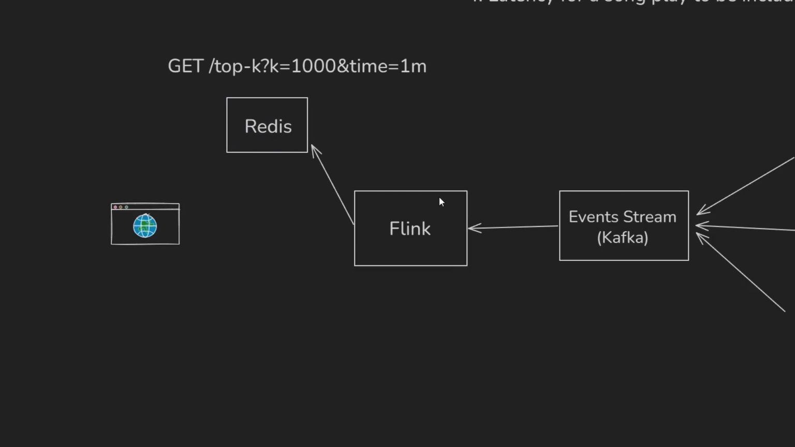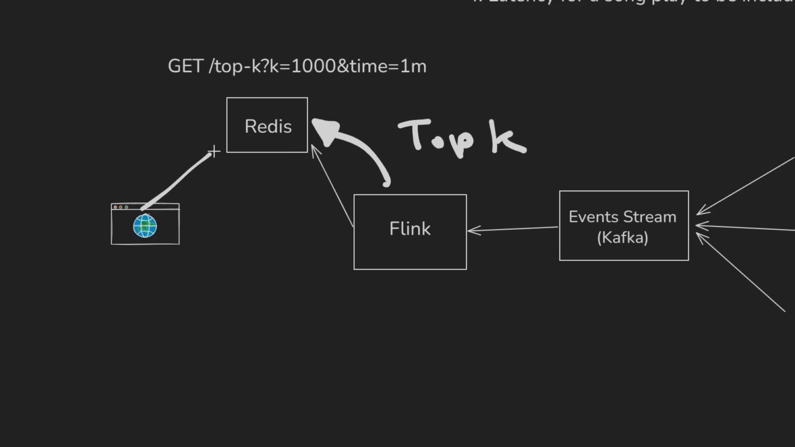So for every minute that passes, Flink can then send the data to Redis, store the top K 1000 songs, and then we can read from there as well. If we want to scale these reads, it's pretty easy to do so with just some replicas, so that's not really the complicated part.